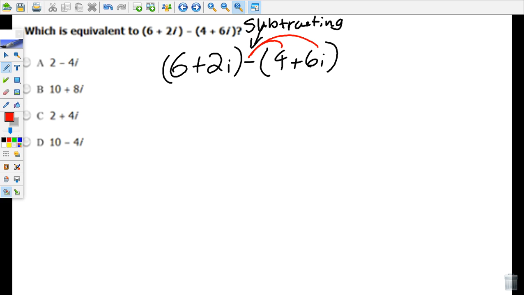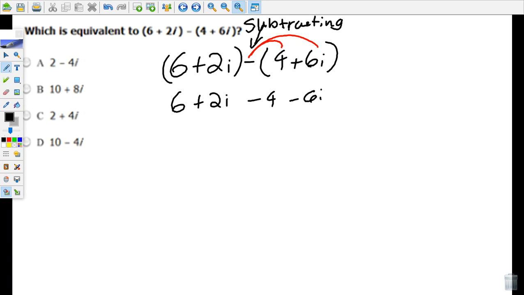So if I distribute, this is going to stay the same, 6 plus 2i. But the negative on the 4 is going to become a negative 4, and the negative on the 6i is going to be a negative 6i. So just distribute that negative. It hopefully means you won't have any errors.